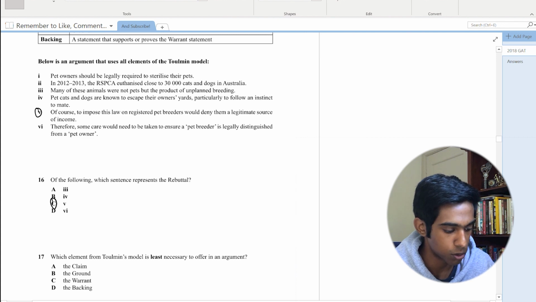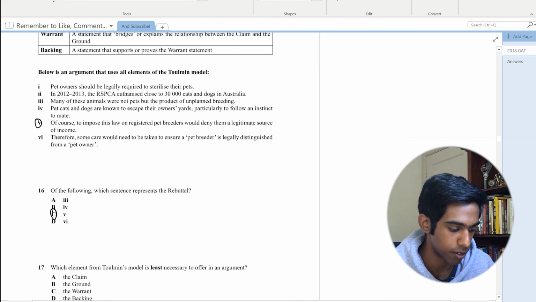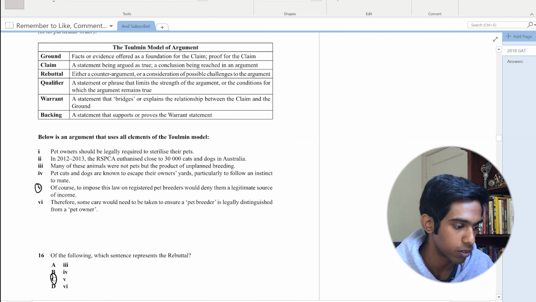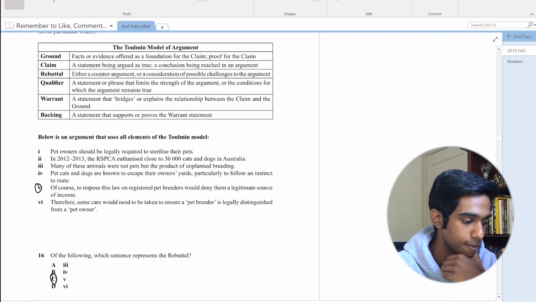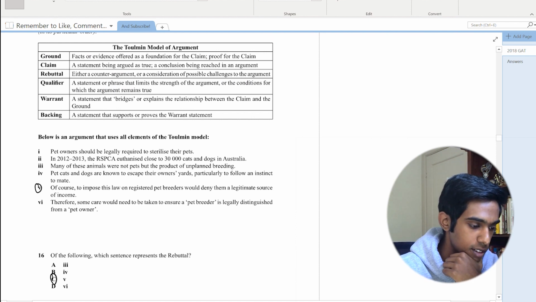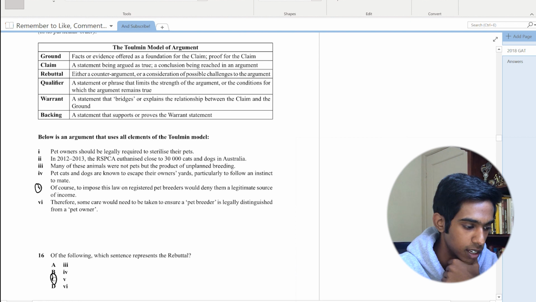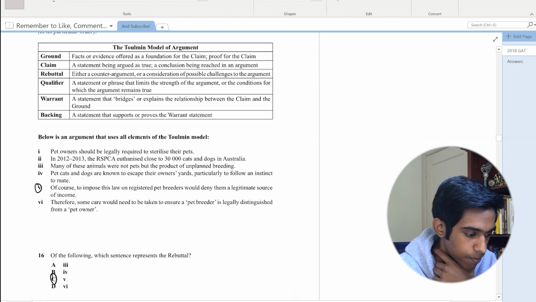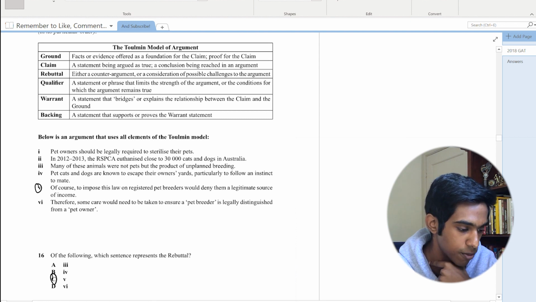Which element from Toulmin's model is least necessary to offer an argument? So we'll read all of these models. So the ground is a fact of evidence, and the claim is the main thing. Rebuttal is like the counter argument. Qualifier is a statement or phrase that limits the strength of the argument or the conditions for which the argument remains true.